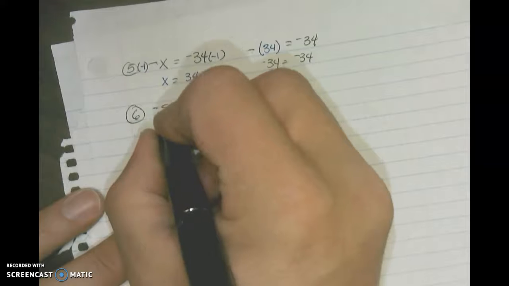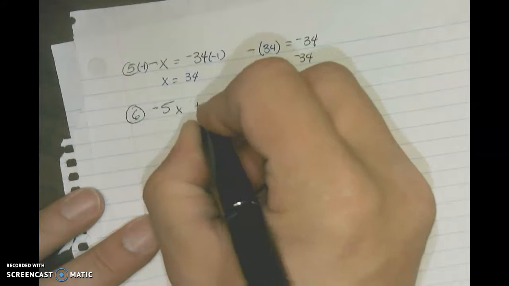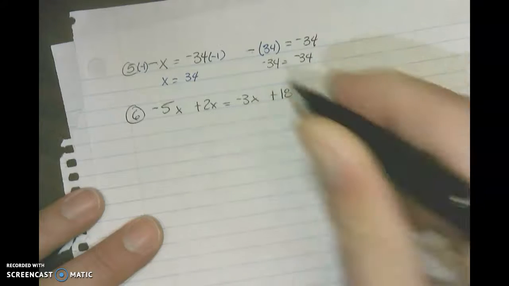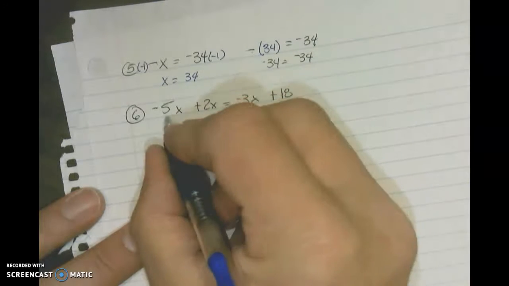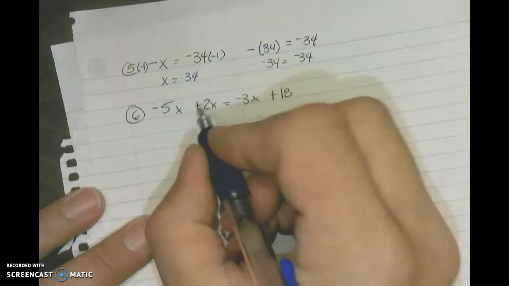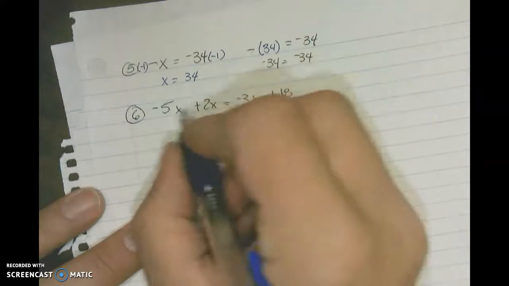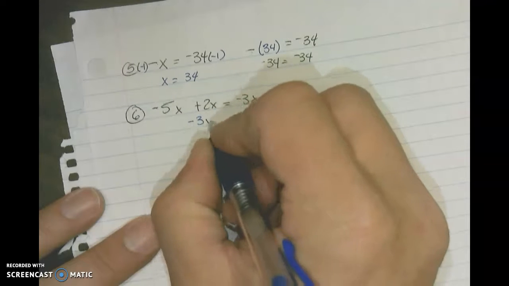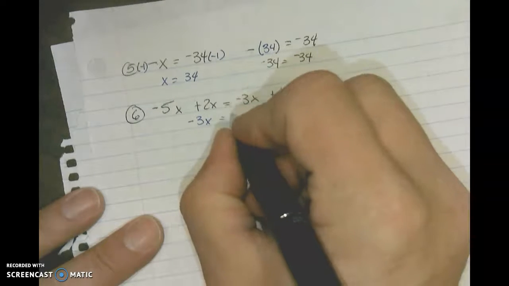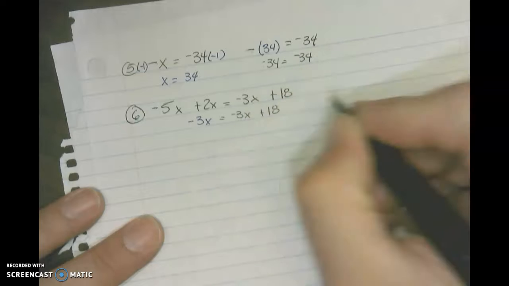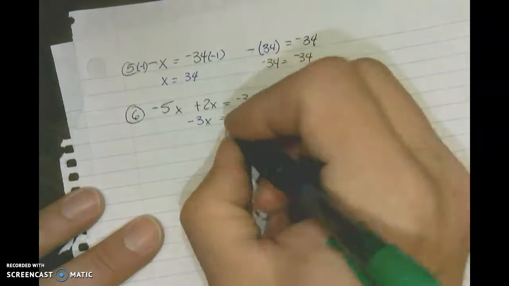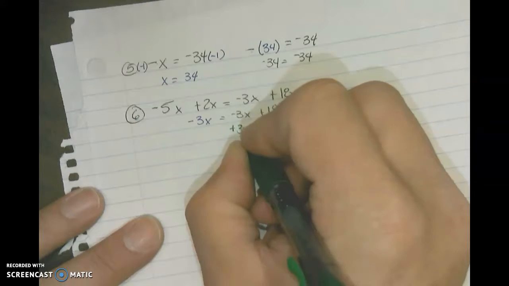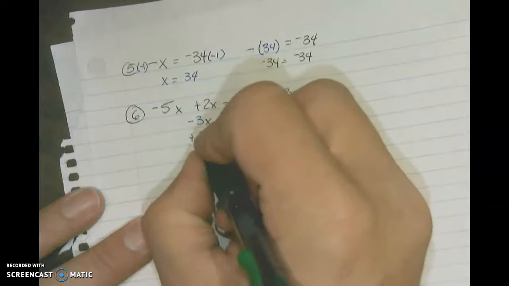All right, so we have negative 5x plus 2x is equal to negative 3x plus 18. This time I see that I've got 3 x's, 1, 2, 3, and I have 2 x's on this side. So I'm going to simplify that first. So negative 5 plus 2 is negative 3x, and then everything else is just brought down, okay? And then I notice that's a negative 3x, and I want to bring that over to here, so I'm going to go plus 3x, plus 3x.